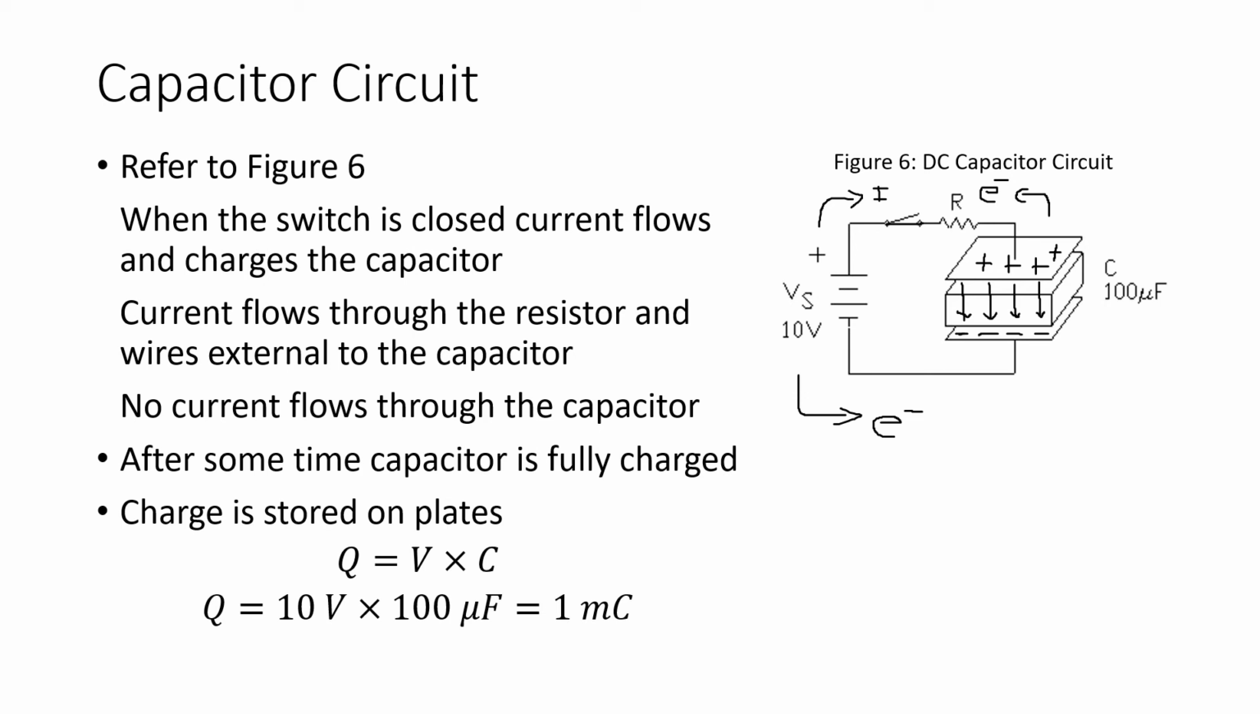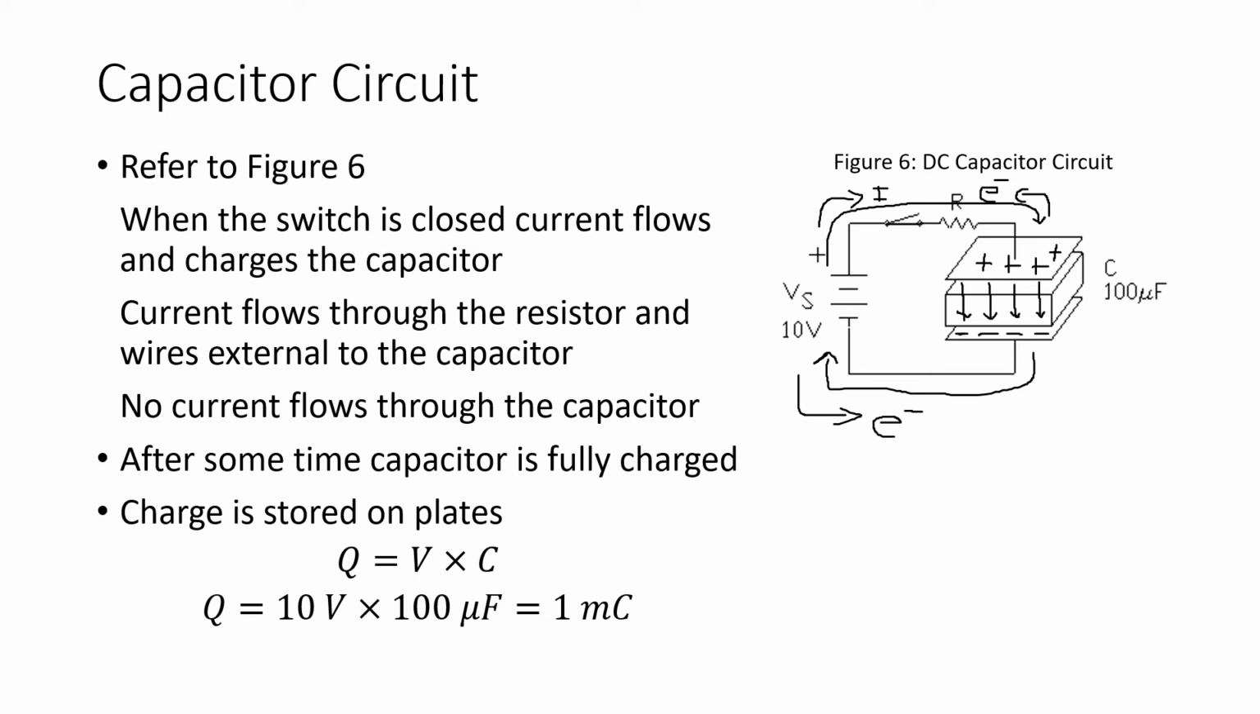Now, understand that no current really flows through the capacitor. We've got current flowing through the switch and through the resistor. We've got current flowing from this bottom plate back to the voltage source, but no current flows through the capacitor. But it appears like current's flowing through the capacitor because we have current through the resistor.